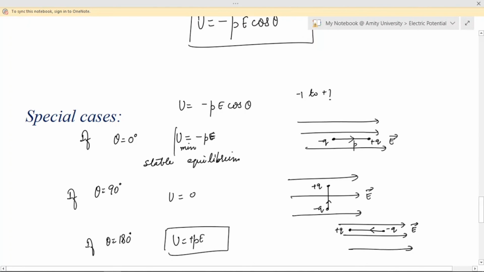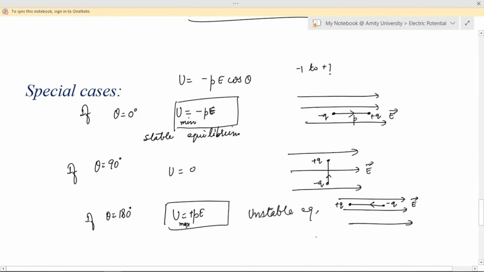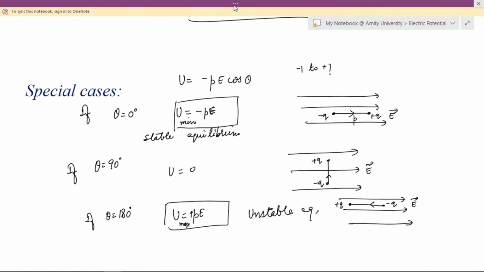So potential energy is minimum in the state of stable equilibrium, and potential energy is maximum in the state of unstable equilibrium. And this is what was expected. I hope it is clear.